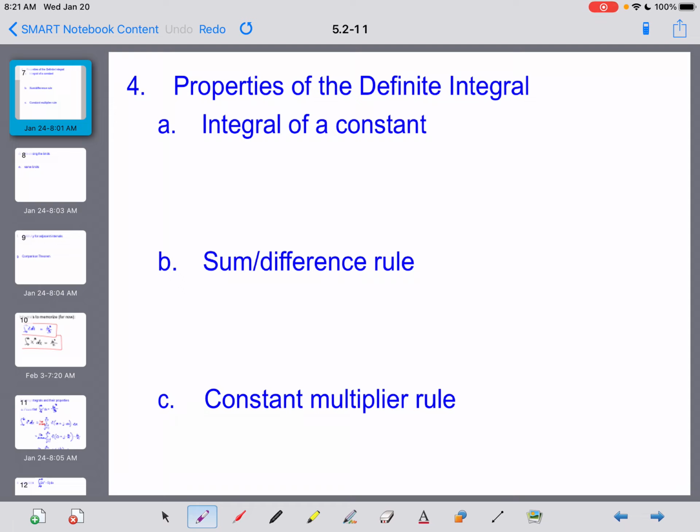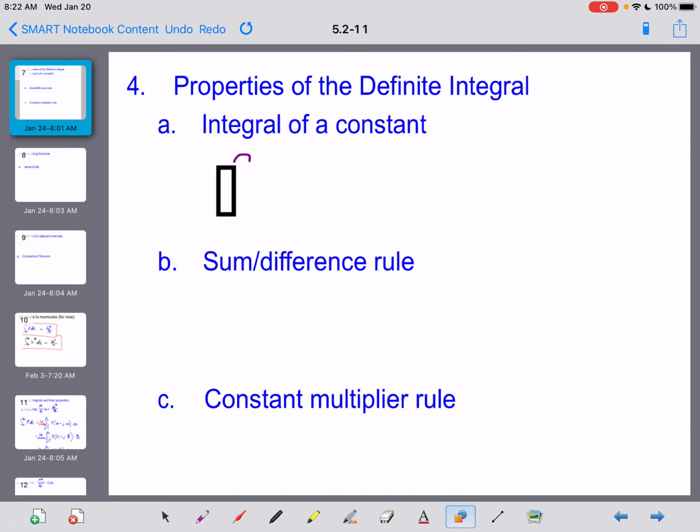These are some of the things that you're going to look back on later and go, oh yeah, this is how I actually evaluate integral problems. But the truth is most of these are going to become so plainly ingrained in the way that we do things that you're going to know this stuff pretty easily. First of all, integral of a constant.